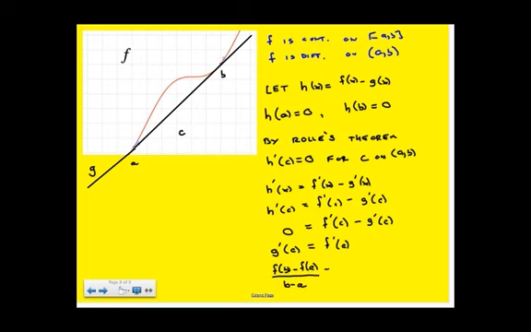Okay, so that number has to be equal to f prime of this mysterious number that we may or may not be able to find, but that number has to exist.